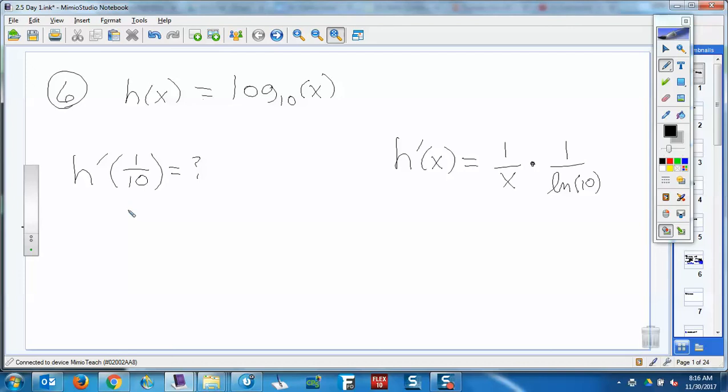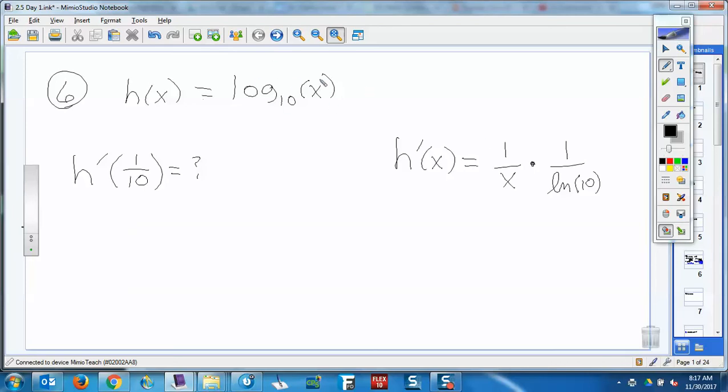Anytime, and you'll hear me say this a lot this year: if you want to find h prime of 1/10, what do you have to find first? If you want to find h prime of 2, h prime of 7, h prime of 10, what do you have to find first? H prime of x, right? You got to find h prime of x, so you can then plug in a 2 or a 7 or a 10 or a 1/10. So the first thing we do is follow the rule.